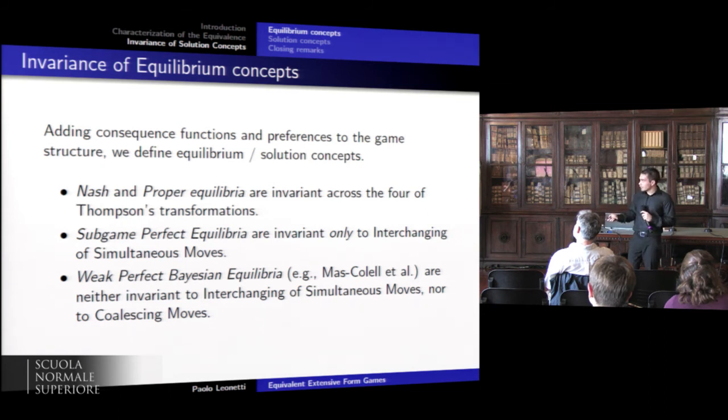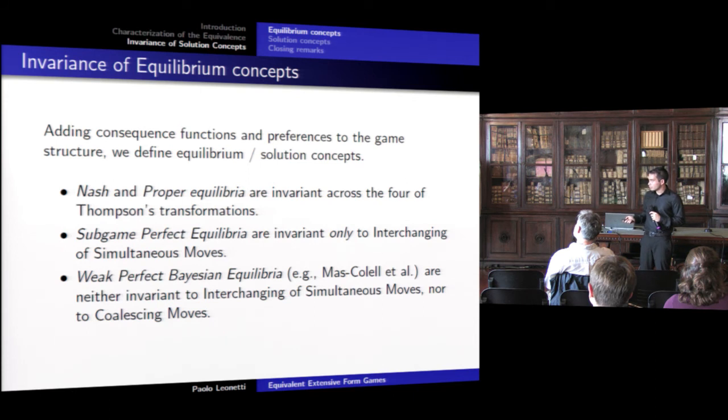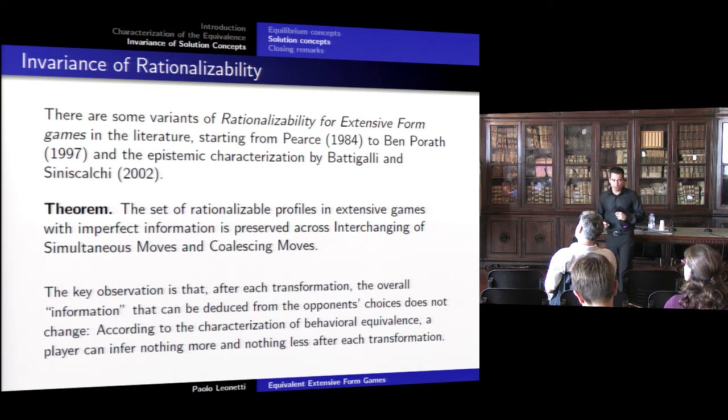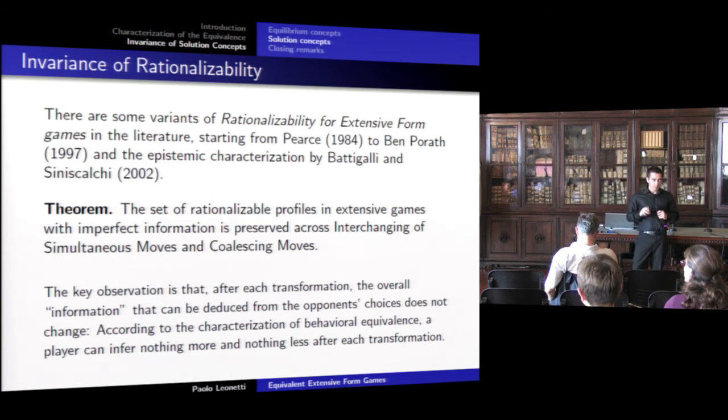And we can also see that perfect Bayesian equilibrium, which is defined in classical textbooks like Mas-Colell, is not invariant to any of them. And with respect to solution concepts, we can say that there are various types of extensive-form rationalizability. For example, the one of Pearce and the one of Ben-Porath, and the epistemic characterization coming from Battigalli and Siniscalchi. And we can prove that the set of rationalizable profiles is preserved across both of these transformations, but not across the two other transformations of Thompson, called inflation and addition of superfluous moves.